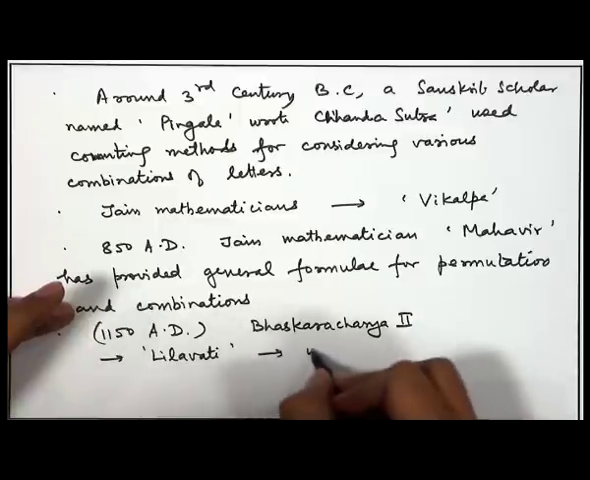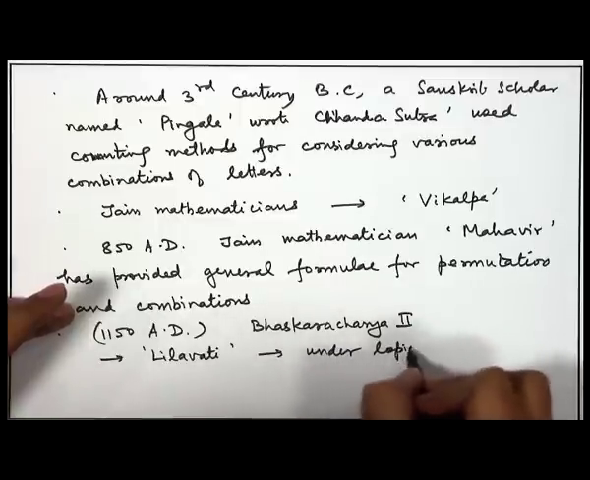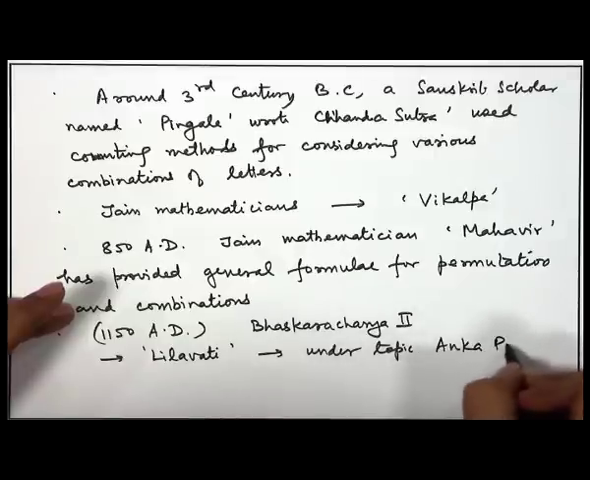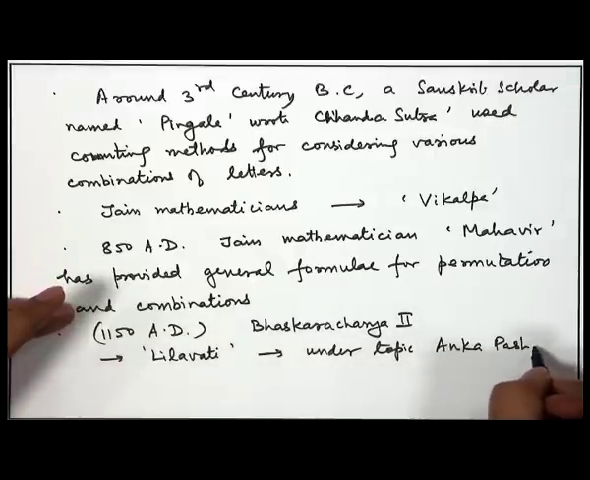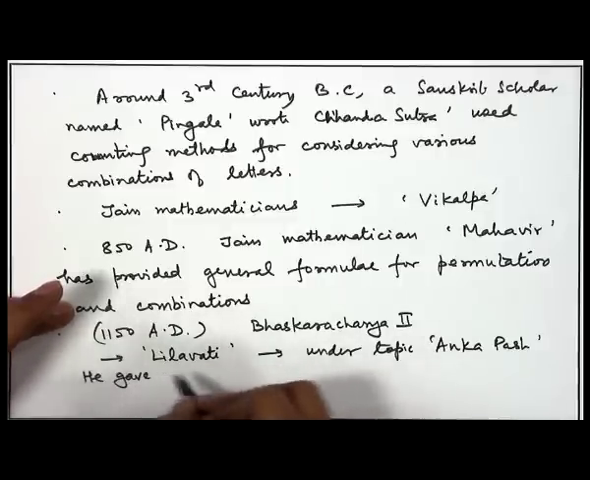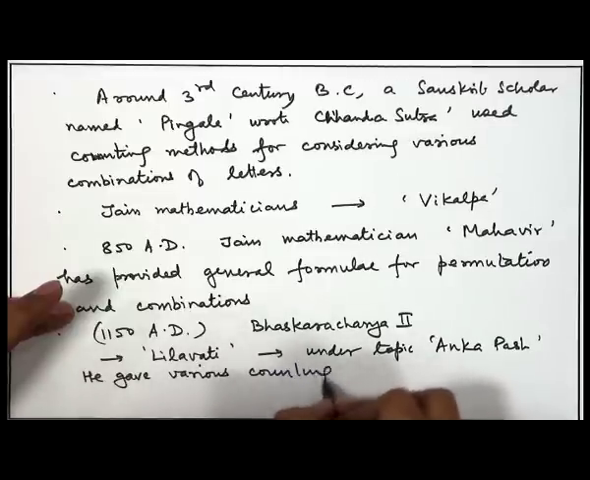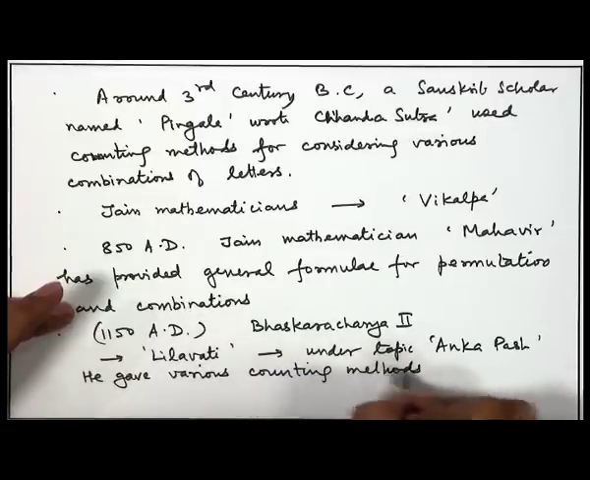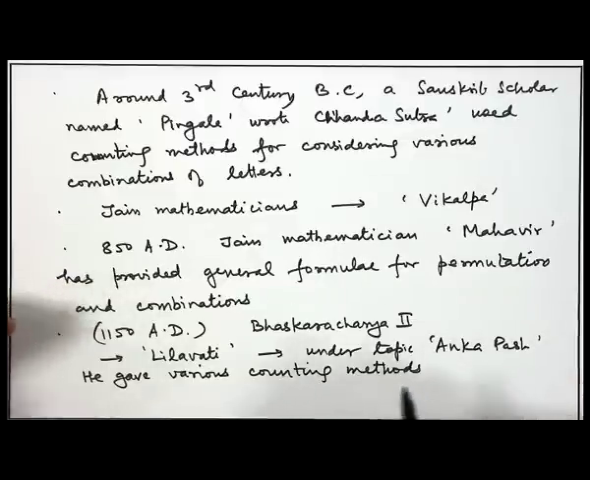So, under this topic called Ank Pash, he has given various counting methods and he has actually given, you can say, the modern formulae for permutation and combination. Of course, he did not use that notations which are used today, but he actually was able to provide the general method of counting these things.